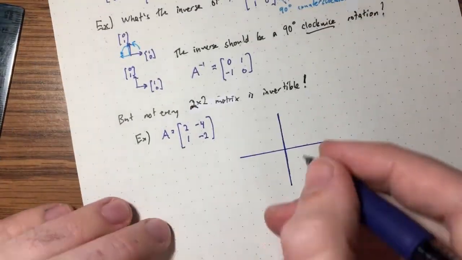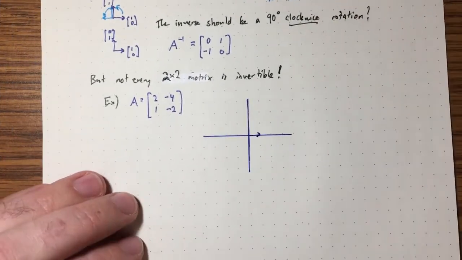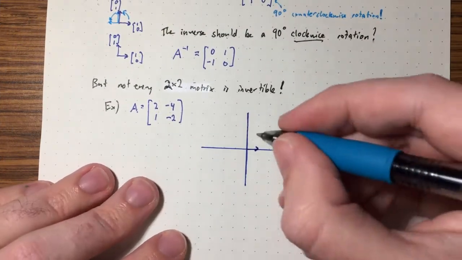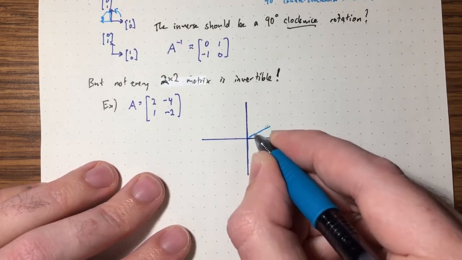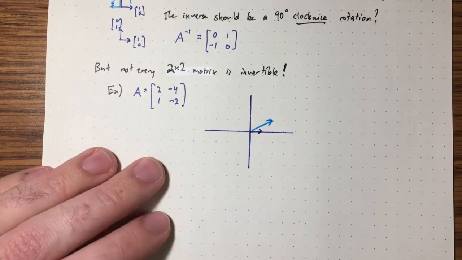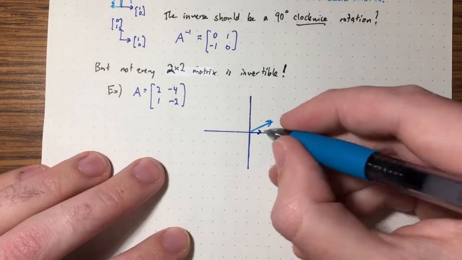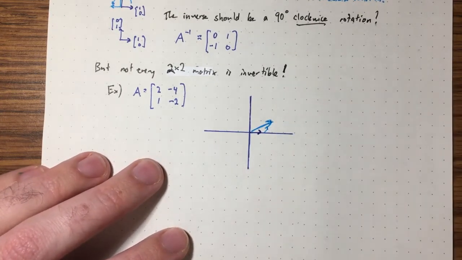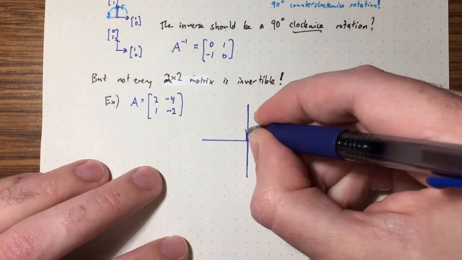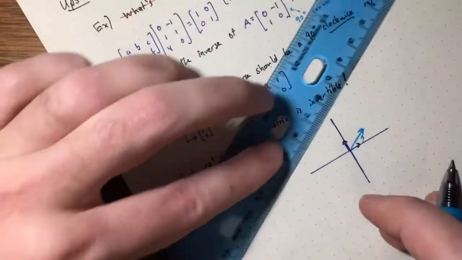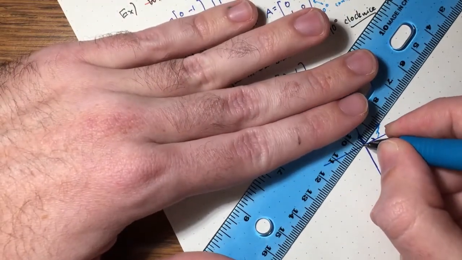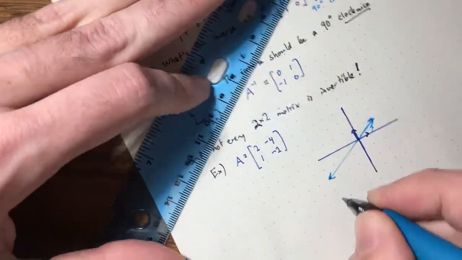Okay, so where is 1, 0 getting sent? It's getting sent here to 2, 1. And where is 0, 1 getting sent? It's getting sent to -4, -2. Okay, let me use a ruler again. That's down here. But you see these vectors are lying on the same line actually.